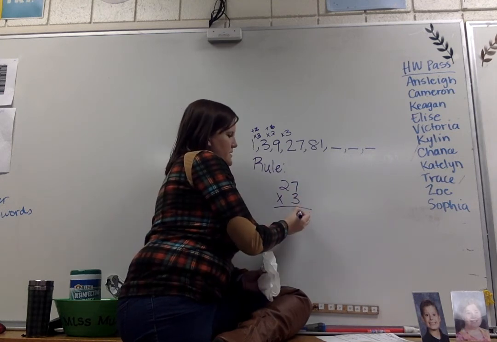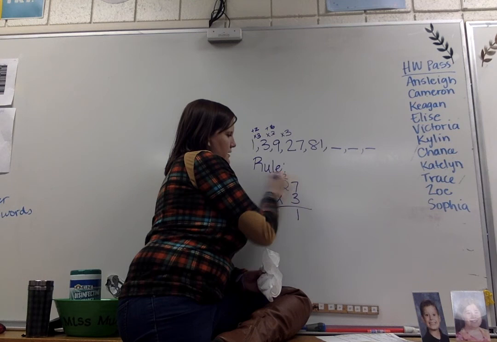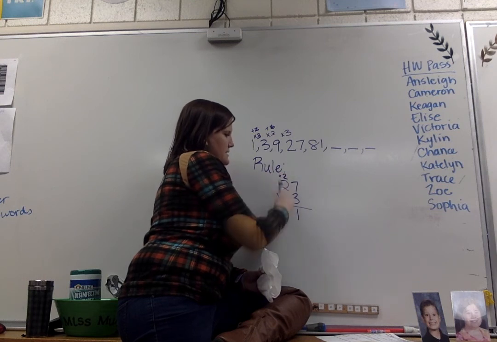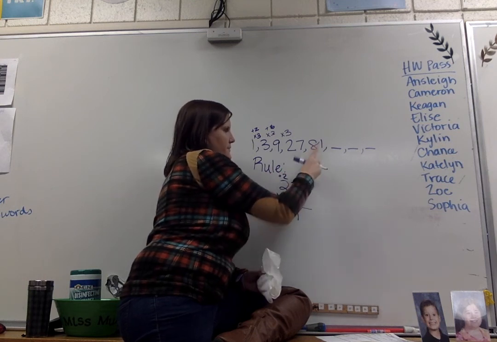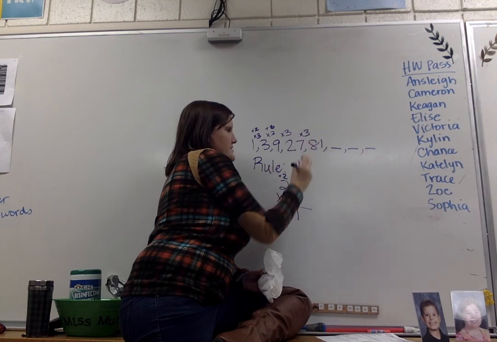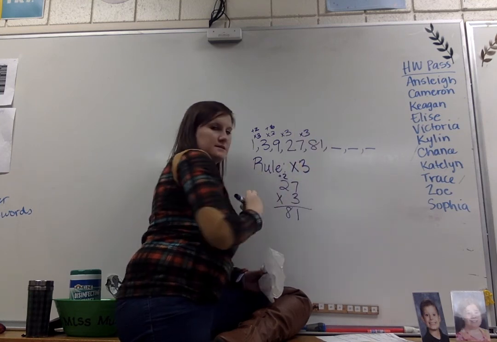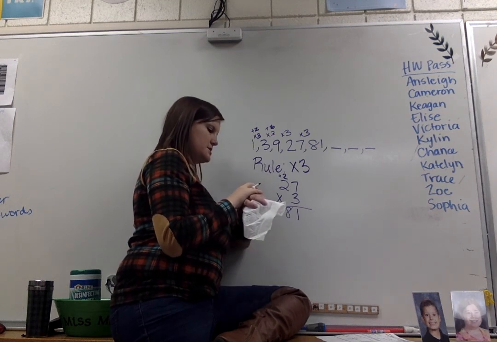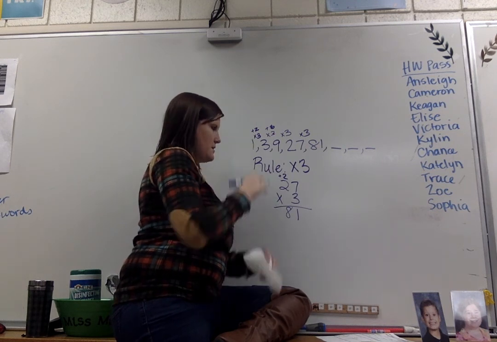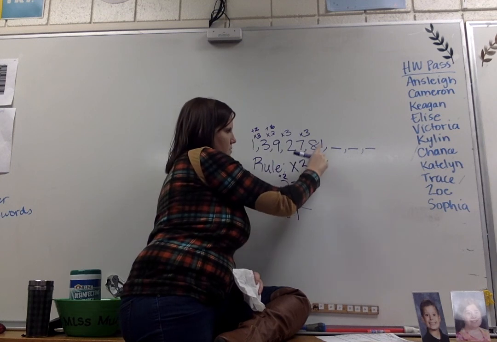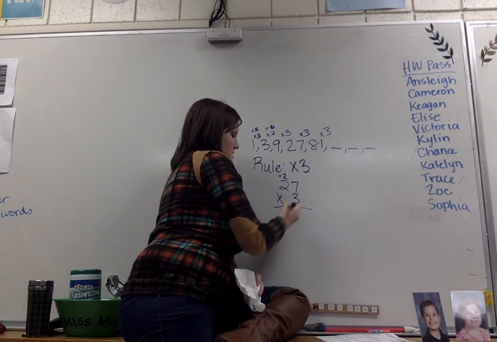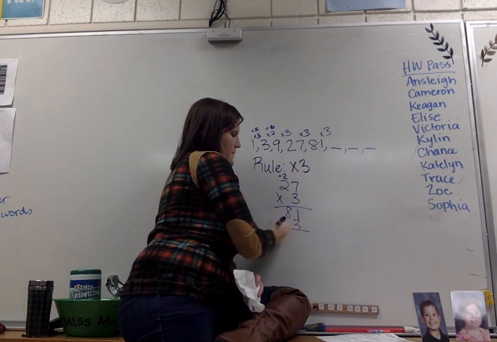7 times 3 equals 21. Carry the 2. 2 times 3 equals 6 plus 2. Yep. So it's going to be times 3. So now I know the rule is times 3. So I need to do times 3. So 81 times 3. That's my rule. That's my pattern.